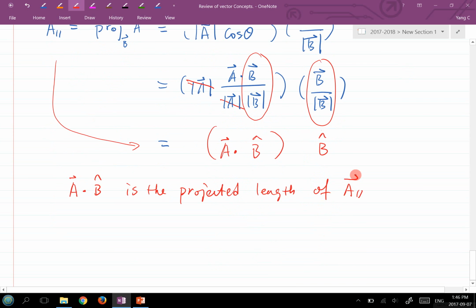Now I want you to memorize one thing. When you take a vector dot a unit vector, what do you get? You get a scalar, of course, but geometrically, what do you get? Projected length. Okay? So if I have an A vector, a B vector, and somebody asks you, can you find me the projected length of this vector in the other direction? You use this vector dot the unit vector in that direction. That's it. Okay?